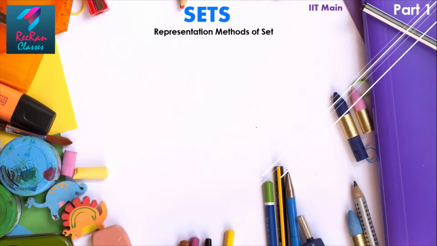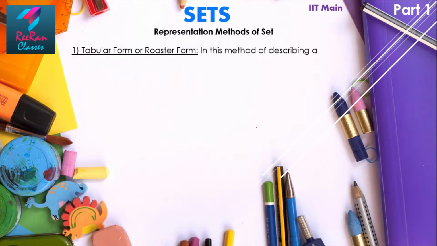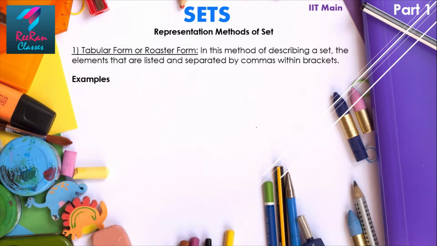We have different representation methods of set. We have basically two methods to denote a set. First one is tabular form or roster form. In this method of describing a set, the elements are listed and separated by commas within brackets.